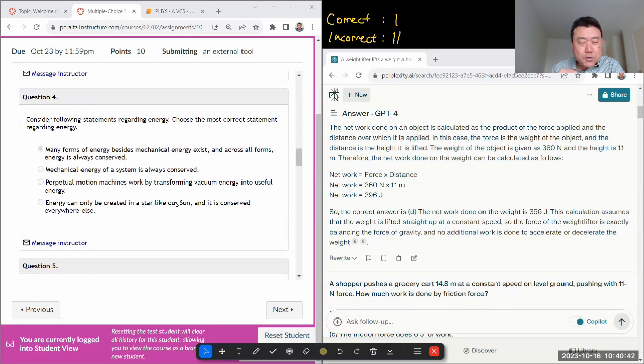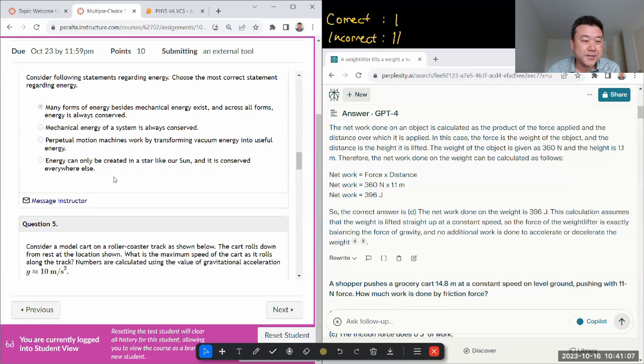Question four. So most of the rest it should have gotten right. So consider energy. Across all forms, energy is always conserved. So whenever I say energy is not conserved, what I really mean is mechanical energy is not conserved in this particular context. And mechanical energy might transform into other forms of energy, like thermal energy. So mechanical energy is not always conserved. So the first is the correct choice.